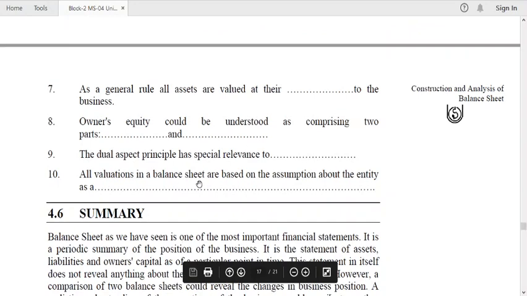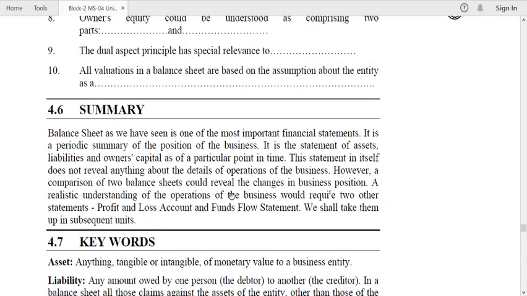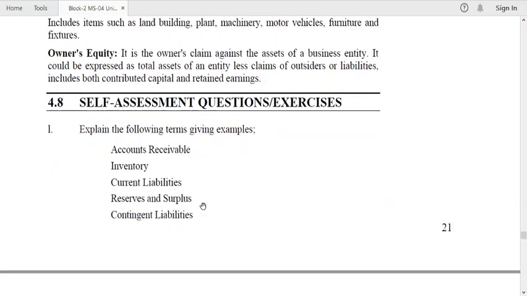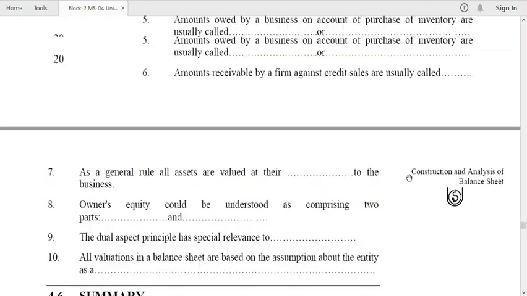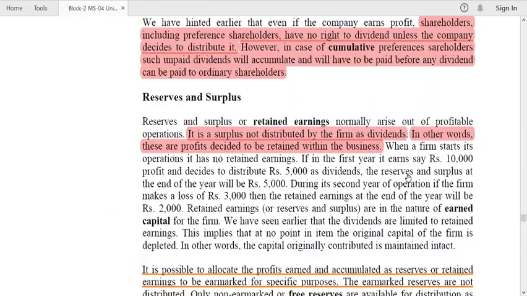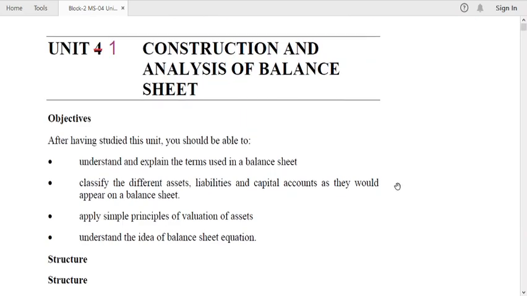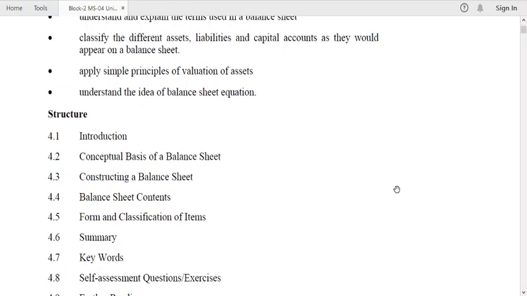All valuations in a balance sheet are based on the assumption about the entity as a continuing firm or going concern concept. Okay, this is a summary. There are some keywords. Next, self-assessment questions are there. This chapter is very important, not only from the point of view of examinations but also from the point of view of general understanding about the companies. Assets and liabilities are very important for general understanding.